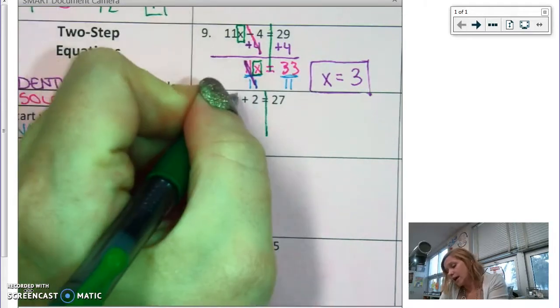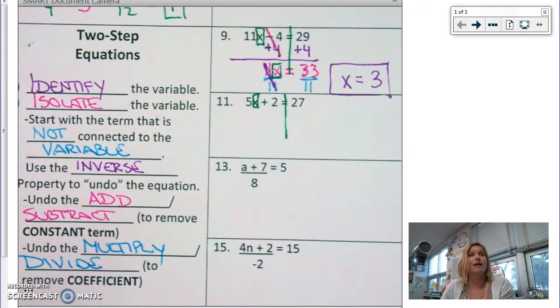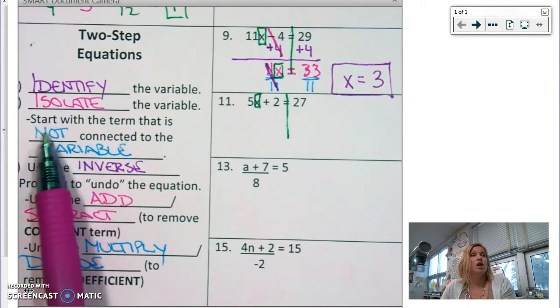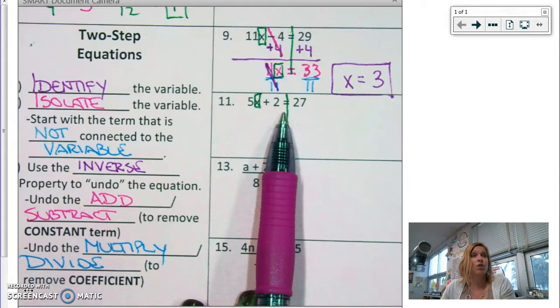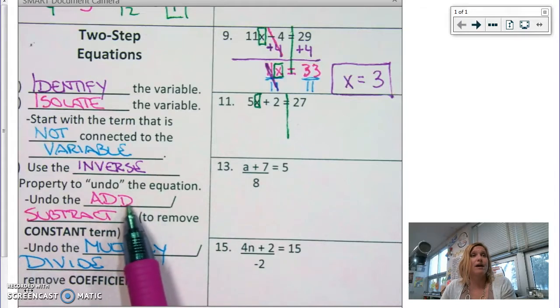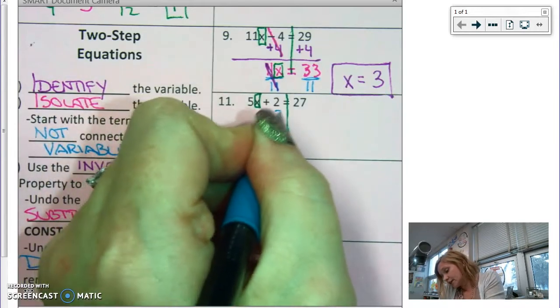Draw a line down the equal sign. Identify your variable. Start with the part that's not connected to the variable, which is the +2. We're going to undo the equation by adding or subtracting to remove the constant term. So we're going to move the +2 by subtracting 2 from both sides.